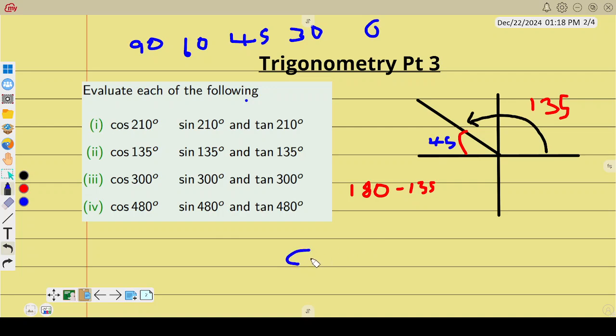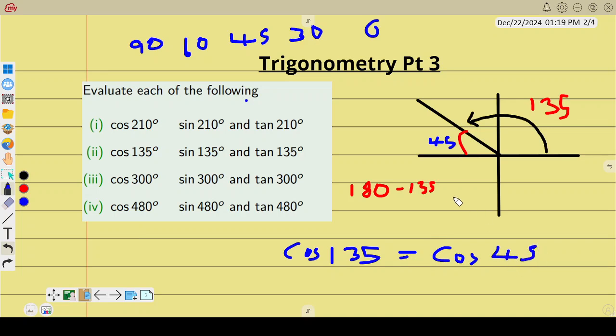So what does this mean? This means that I'm answering this one: cos 135. So this cos 135 is equal to cos 45.